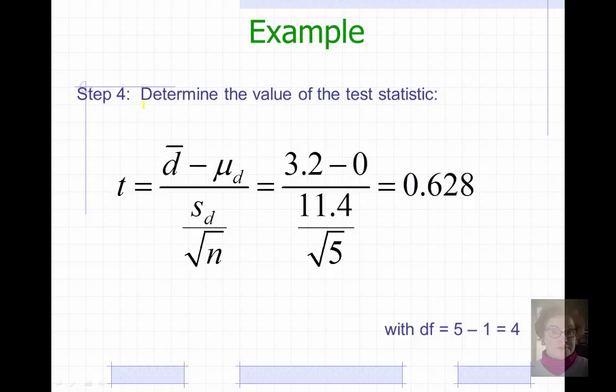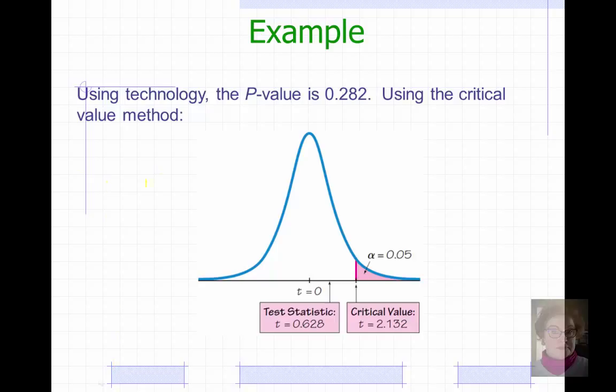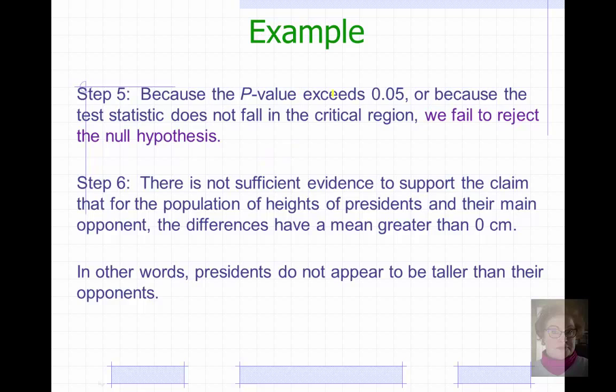Then we're going to do a matched pairs t-test. Here's the mean of my differences, minus 0, divided by the standard deviation divided by the square root of the number in the sample. So we get a t of 0.628. Our degrees of freedom are 4. If we did our critical value, we would have set up our rejection region with 2.132 as the boundary, and our test statistic is not further in the distribution than that, so it is not in the rejection region. Our p-value is 0.282, which is not less than 0.05. And so, since our p-value is not less than 0.05, we fail to reject the null hypothesis.